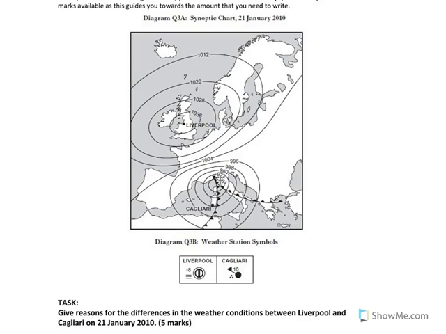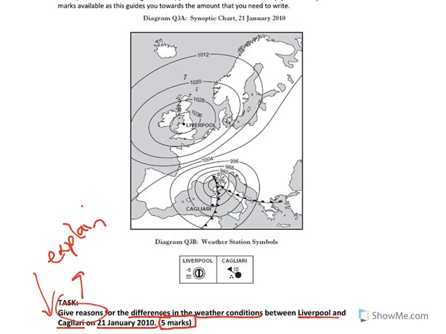Okay, in this tutorial I'm going to help you answer the question here, which is: give reasons for the differences in the weather conditions between Liverpool and Cagliari on the 21st of January 2010. And this is worth 5 marks, so you are wanting to give 5 differences. Give reasons is basically the same as explain. Okay? So let's just get started.